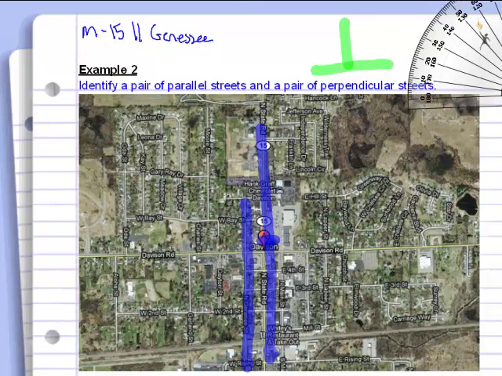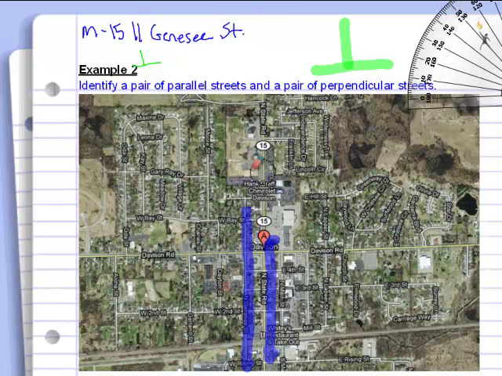I think there's only one S in Genesee. So those two are parallel. Now let's talk perpendicular. What two streets are perpendicular?